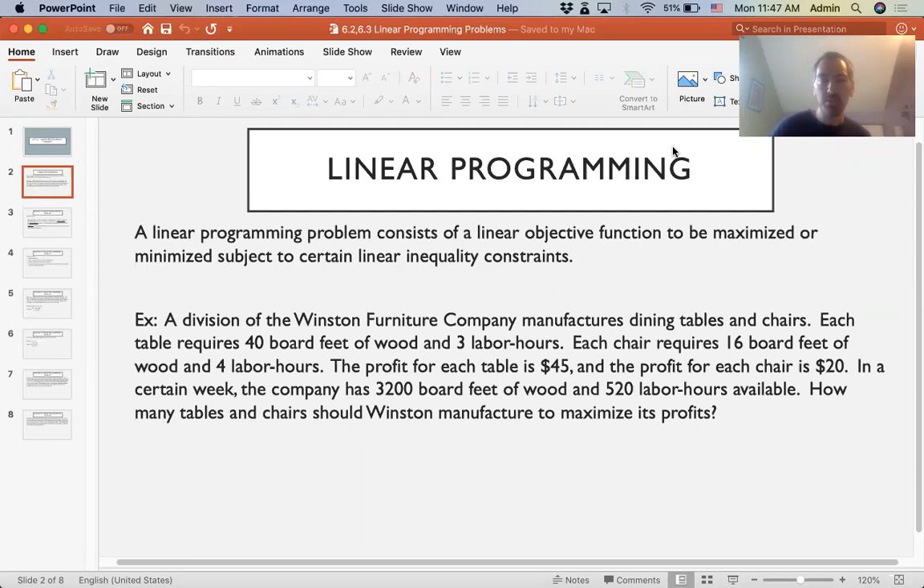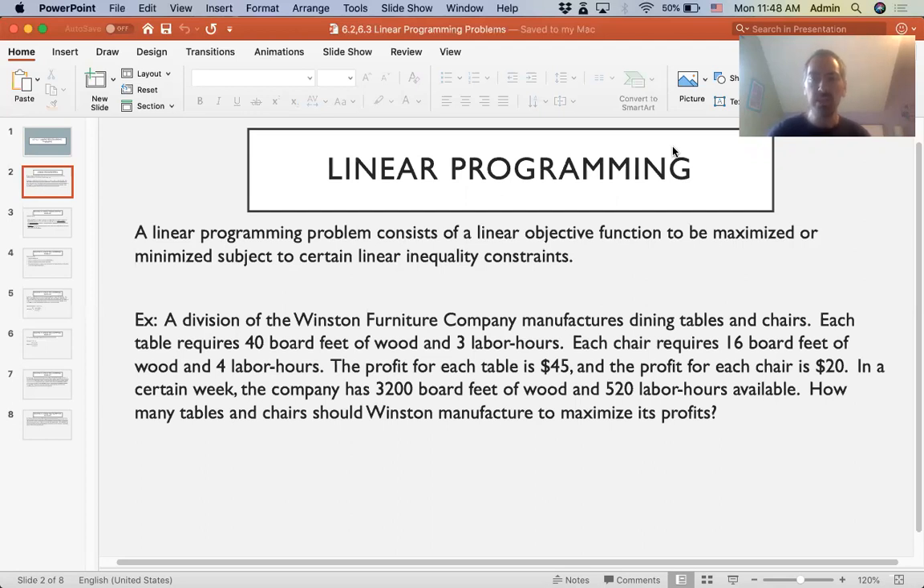Okay, so breaking this problem down, we see that we have 2 things that the company's making. They're making tables and chairs, and each of those things requires 2 different constraints, right? We've got 40 board feet of wood and 3 labor hours for the table, 16 board feet of wood and 4 labor hours for the chair.